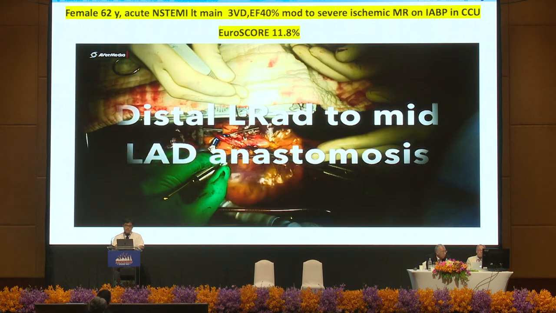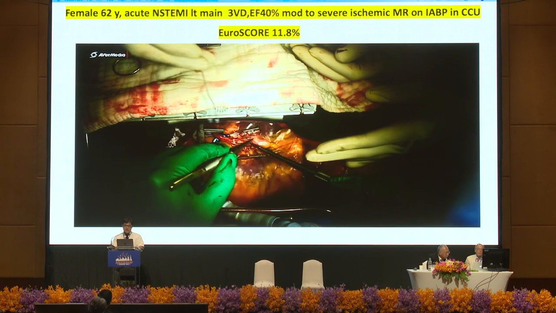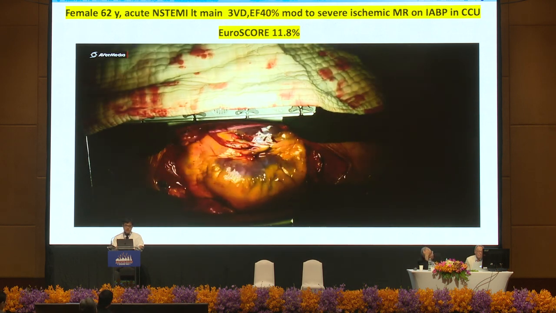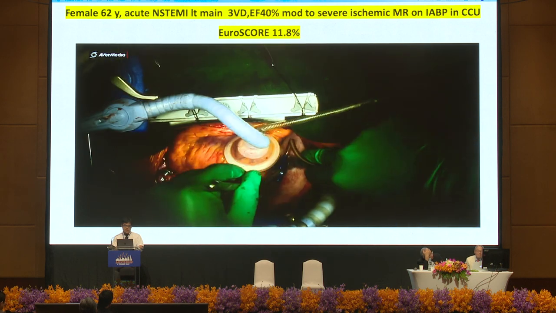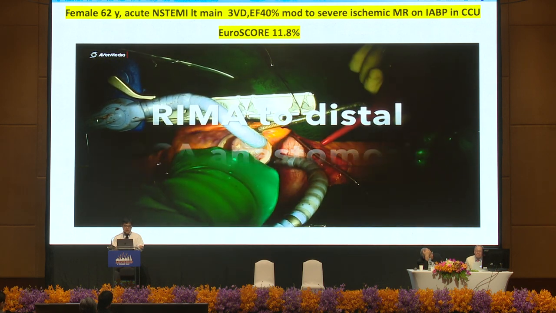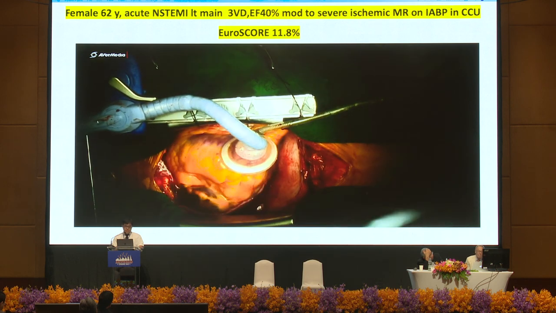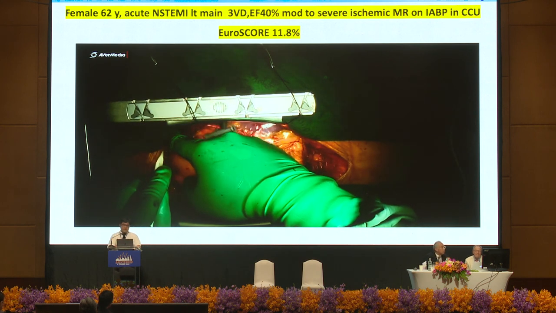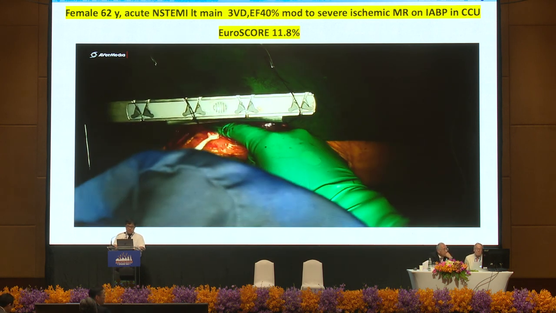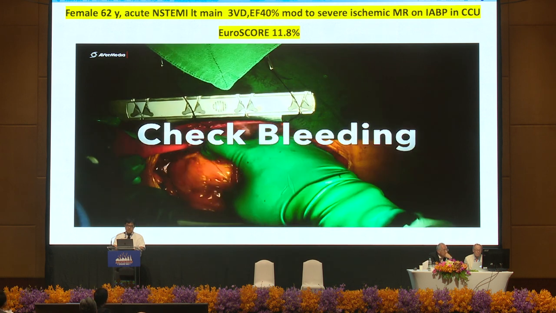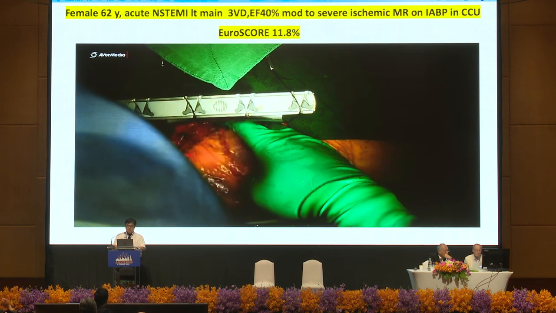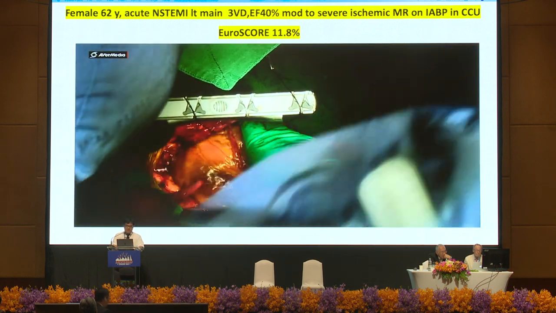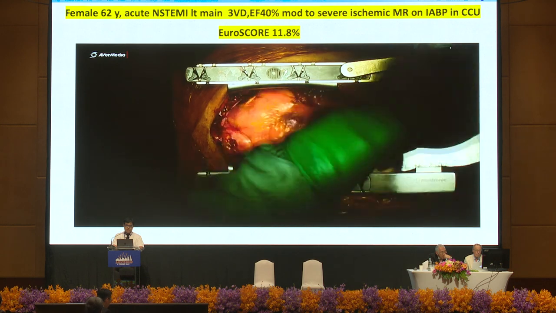I made the video run a bit quicker for the sake of time, sorry. And on the right side, I went on to bypass with the right IMA into the PDA. After that, I used transit time flow measurement, and the result is acceptable, not so good, but it's good. I did not take a record at that time, so I plan to do the CTA after this.